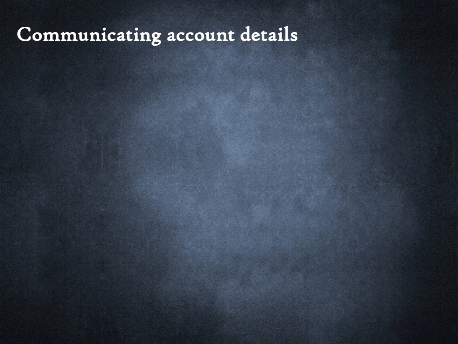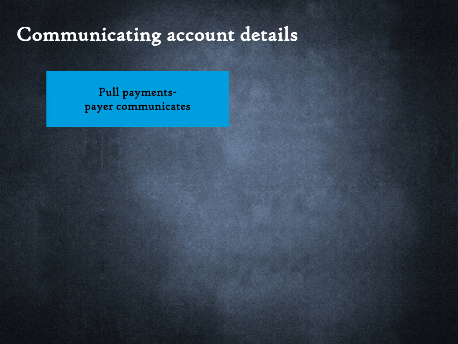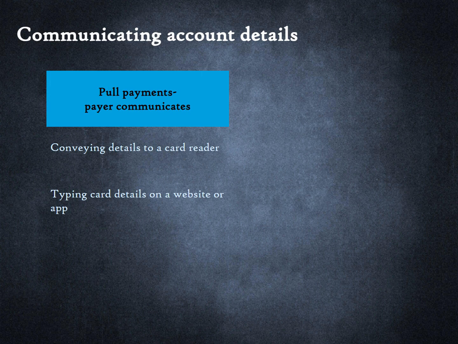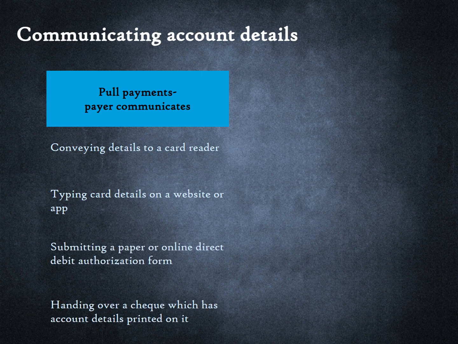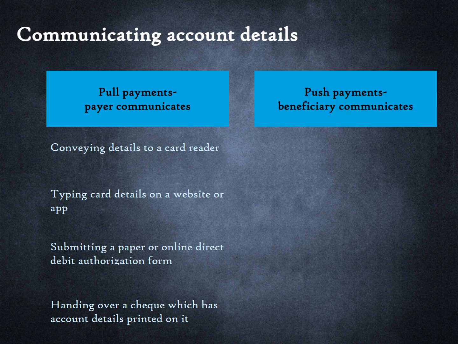In pull-based systems, the payer communicates her account details to the beneficiary in many ways. These include conveying details to a card reader, typing in details on a website, filling a direct debit authorization form, or handing over a check which has the payer's account details on it. In push-based systems, the beneficiary usually has to email or text the account details to the payer.